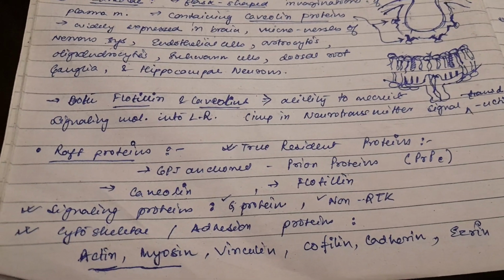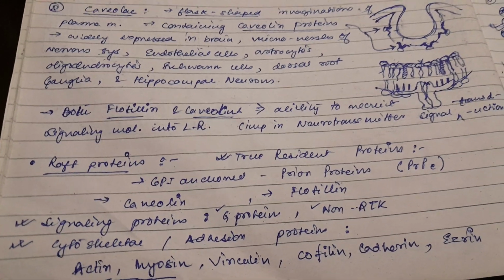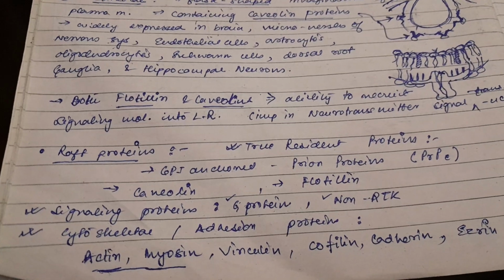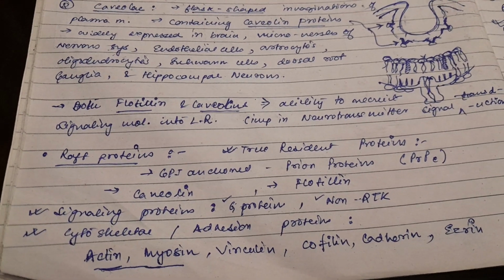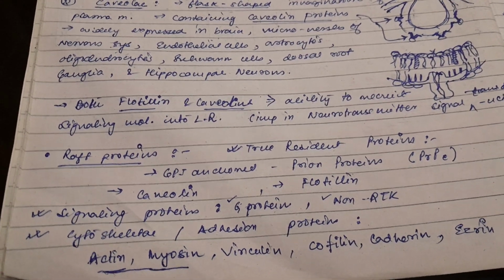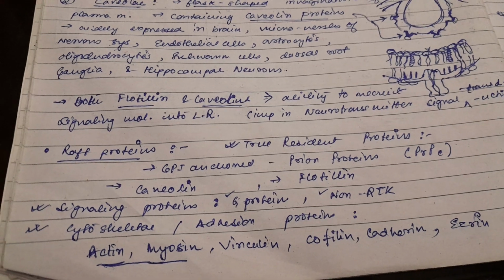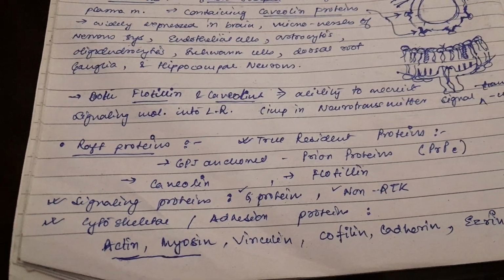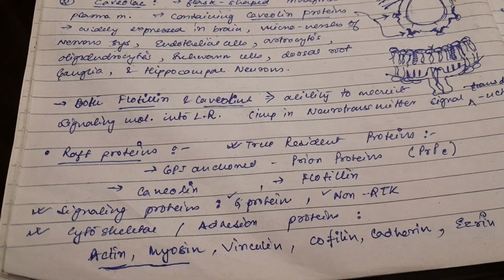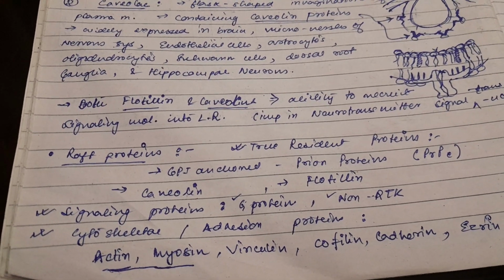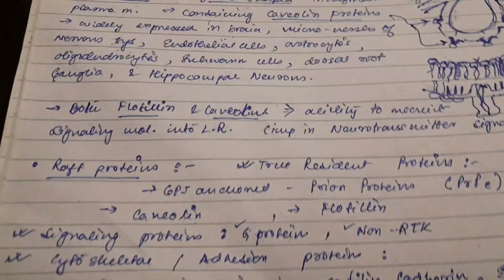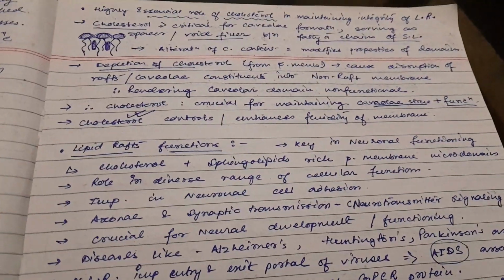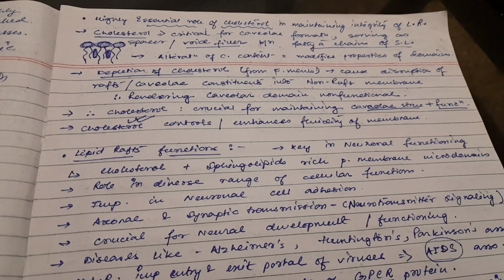Now, there are various raft proteins. Apart from caveolin and flotillin, there are GPI-anchored prion-like proteins. There are signaling molecules associated with lipid rafts like G protein, non-receptor tyrosine kinase, and cytoskeletal adhesion proteins such as actin, myosin, vinculin, cadherin, etc.